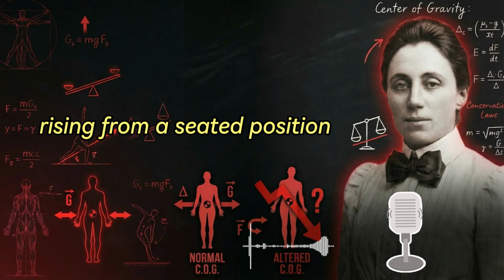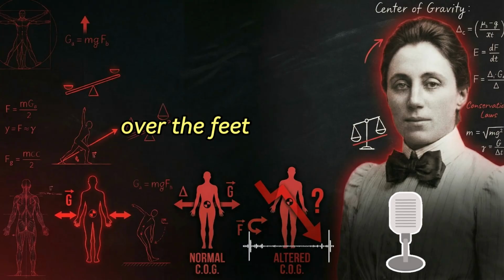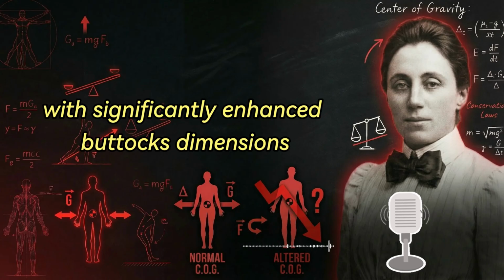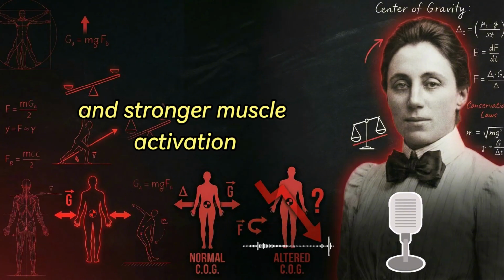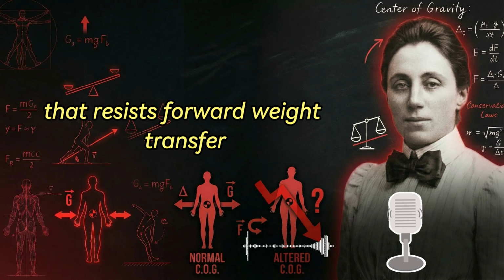Rising from a seated position normally involves shifting the center of gravity forward over the feet before extending the legs to lift the body upward. With significantly enhanced buttocks dimensions, this movement requires greater forward momentum and stronger muscle activation to overcome the additional posterior mass that resists forward weight transfer.